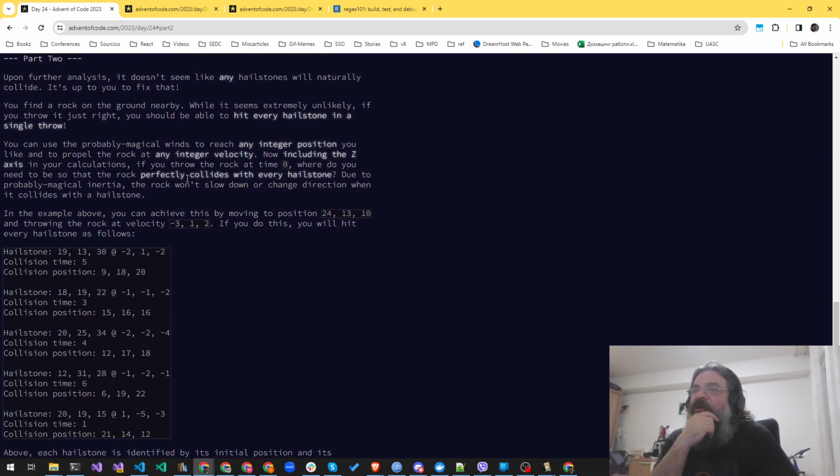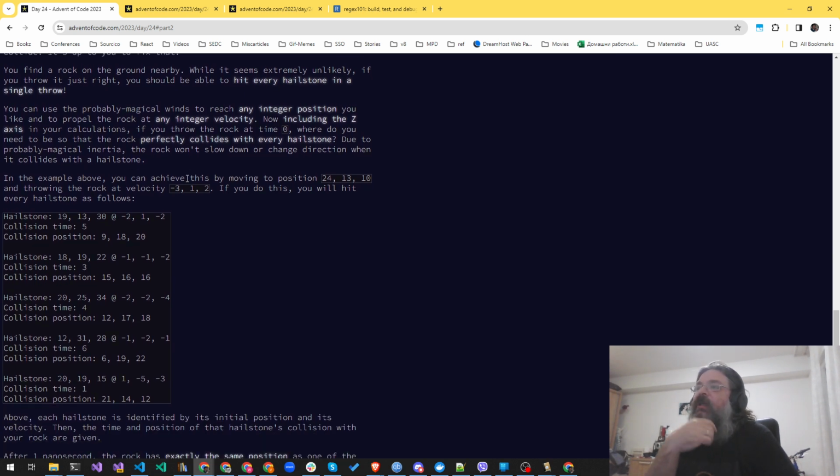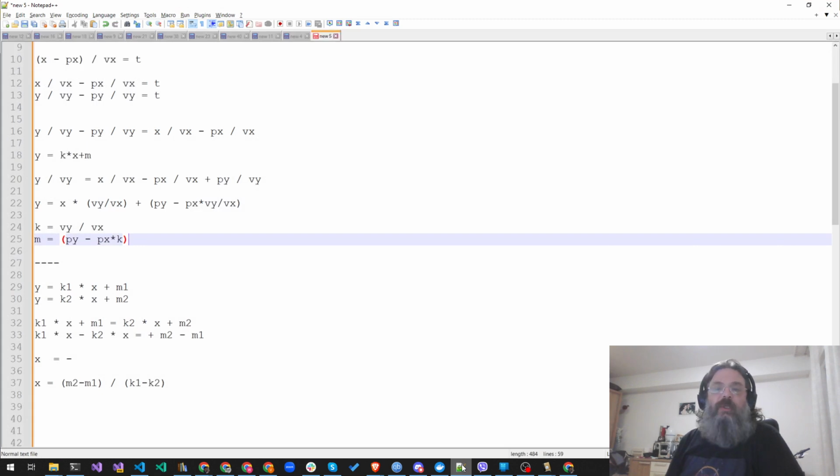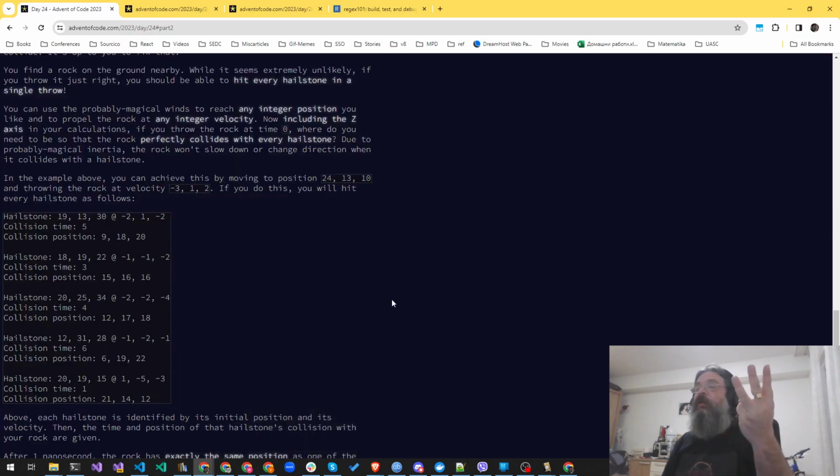Yep. You can use the probably magical winds to reach any integer position you like and to propel the rock at any integer velocity. Now including the z-axis in your calculation, yeah, great. So now all of this that we did is actually much more complicated because we're working in 3 dimensions. If you throw the rock at time 0, where do you need to be so that the rock perfectly collides with every hailstone? All 300 of them. Due to the probably magical inertia, the rock won't slow or change direction when it collides with the hailstone.